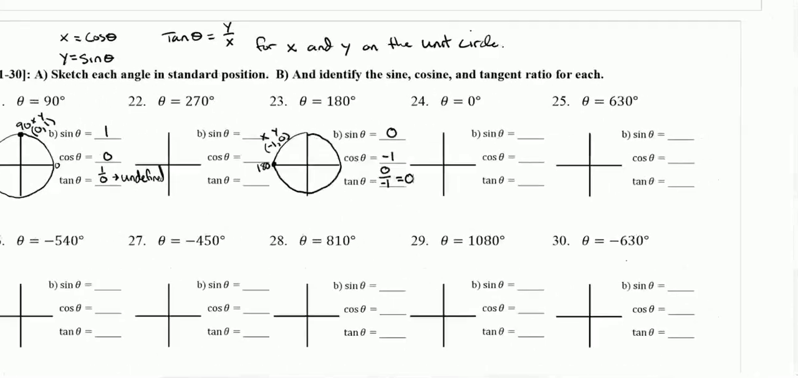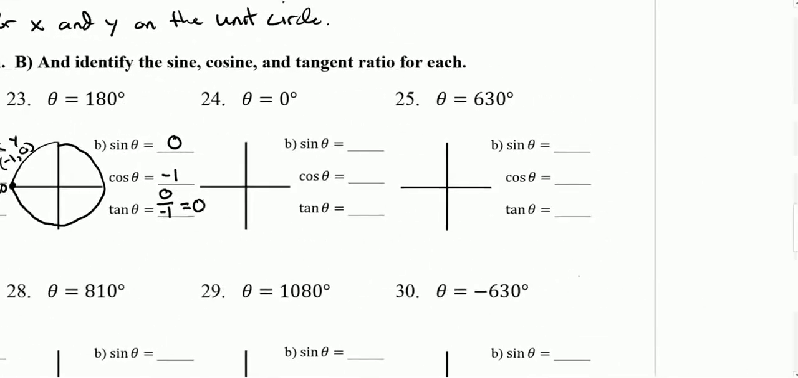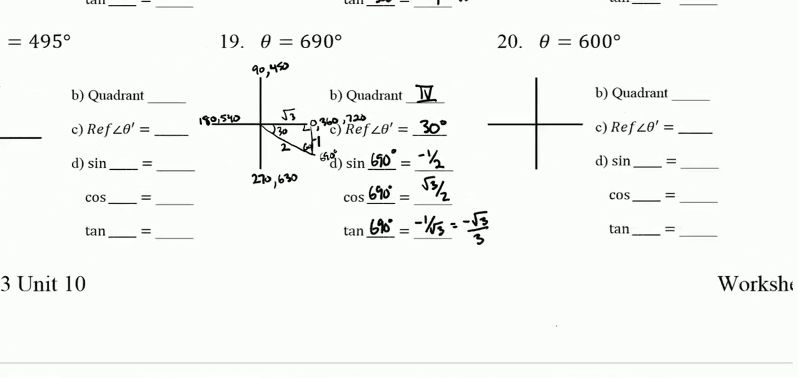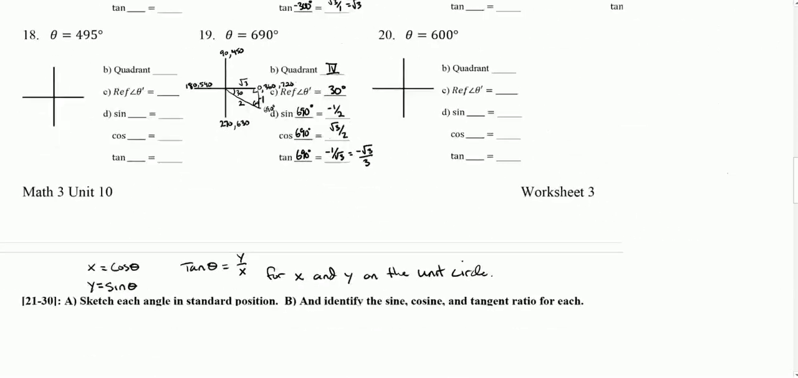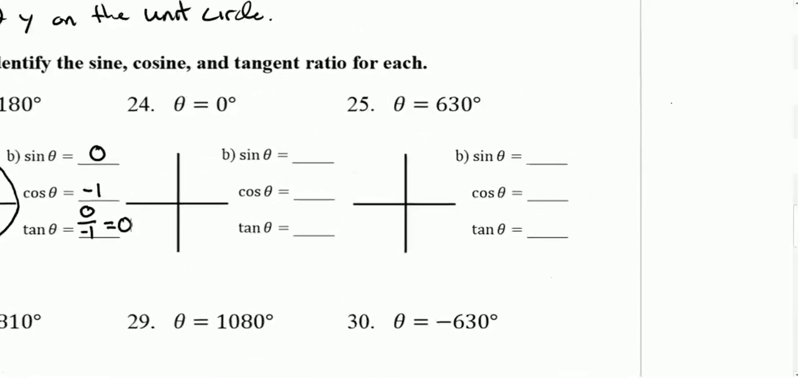Number 25, 630 degrees. We can do what I did back in number 19, where you just keep going around the circle to find out where that is. Or another way to do this is just to find a smaller angle that's coterminal with it. And if you recall, we found coterminal angles by just subtracting 360. So if you find 630 minus 360, you get 270 degrees. So 270, so there's 0, 90, 180, 270. 270 is coterminal with 630, sorry. They're both at the same location.